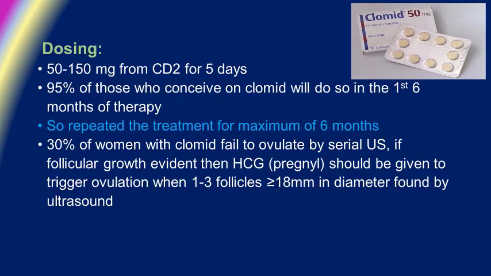So we use Pregnyl or HCG for induction of ovulation in those patients. This is given to trigger ovulation when there are 1 to 3 follicles more than 18 millimeters in diameter. That means a mature follicle. A mature follicle is a follicle of 18 millimeters or more.